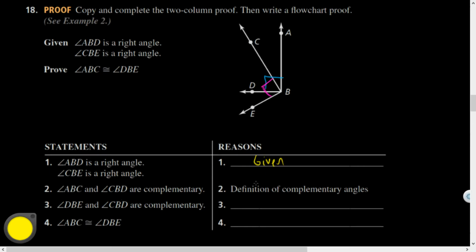And let's see. This one's kind of nice how they're pretty suggestive, they almost tell us what reason 3 is going to be. But let's see. These two are complementary, ABC and CBD, by definition of complementary angles. Right? Okay. So these two angles are complementary, like so. And why would these two angles be complementary? Probably the same reason. That's probably a great reason. And then these two angles are complementary to the same angle, therefore they are congruent to each other.